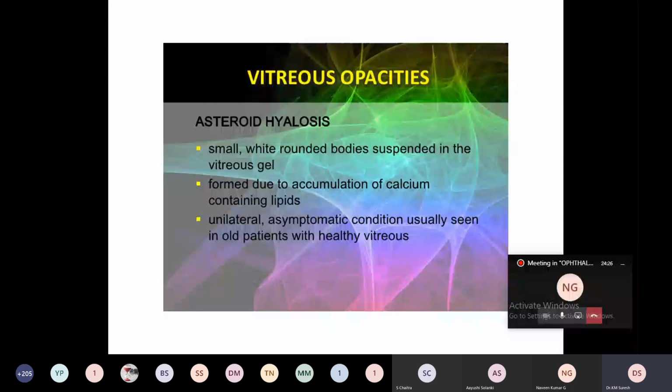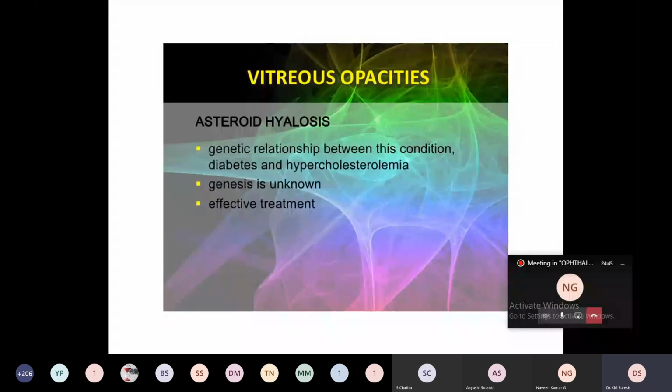You must remember that asteroid hyalosis are fixed opacities. They don't flow with movement; even if there is vigorous movement of the eyeball, they don't change position, they are fixed in the vitreous. Asteroid hyalosis. There is a genetic relationship between this condition, diabetes, and hypercholesterolemia. Genesis is unknown. Normally, treatment is not required for asteroid hyalosis.